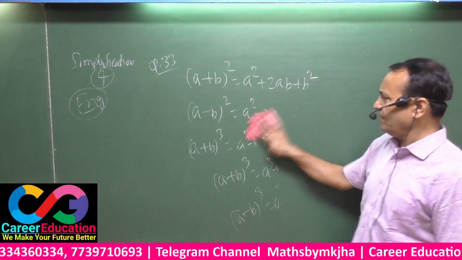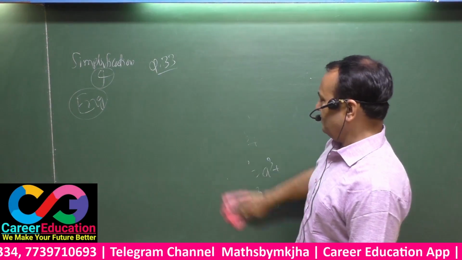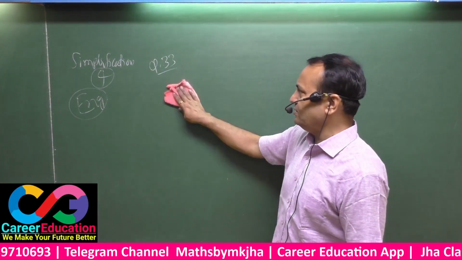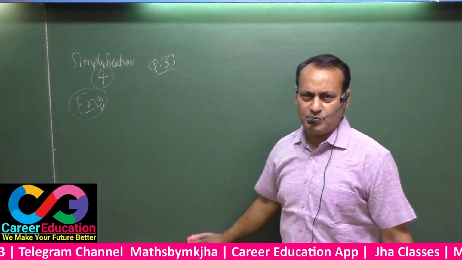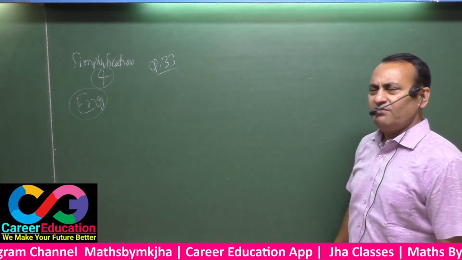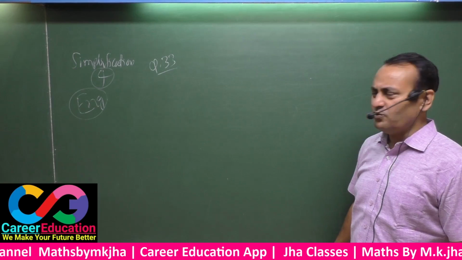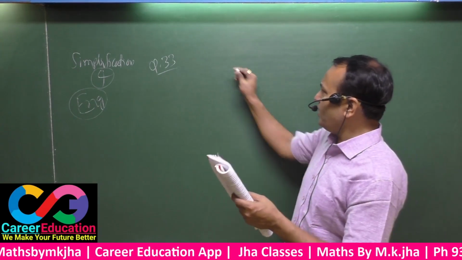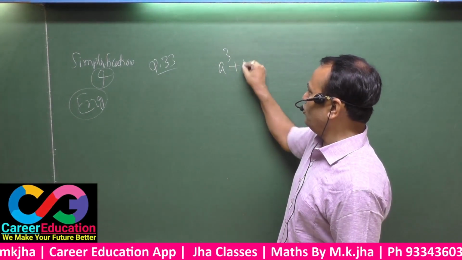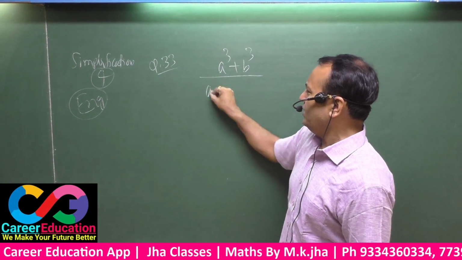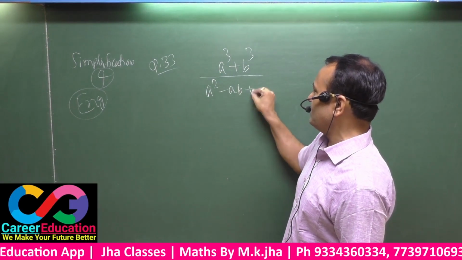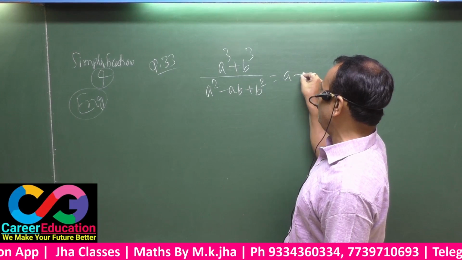Now, some questions have been asked for several last years, means 15 years back, 20 years back, you can say, based upon this formula: a cube plus b cube upon a square minus ab plus b square equals a plus b.